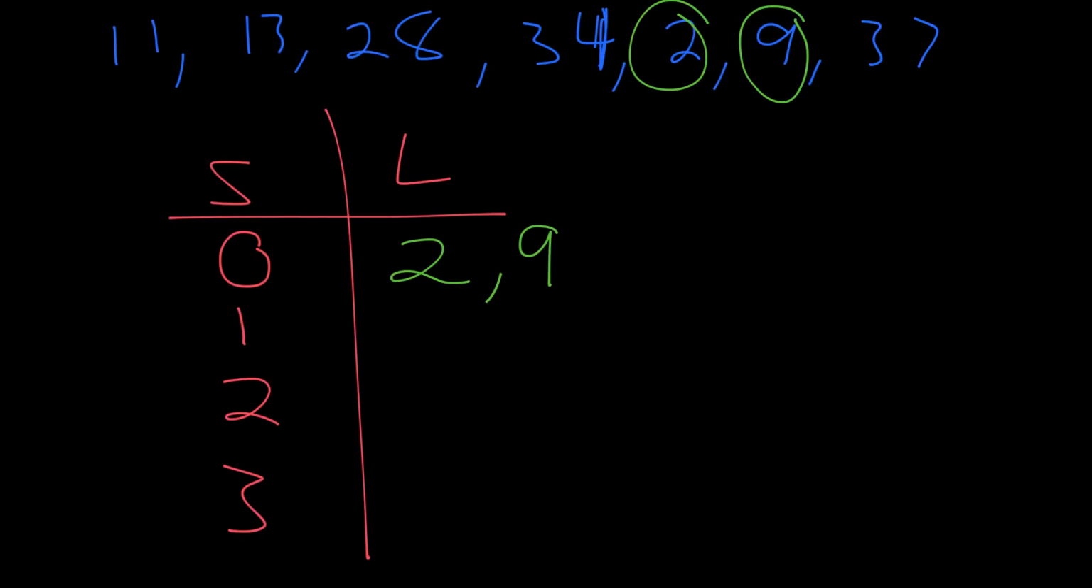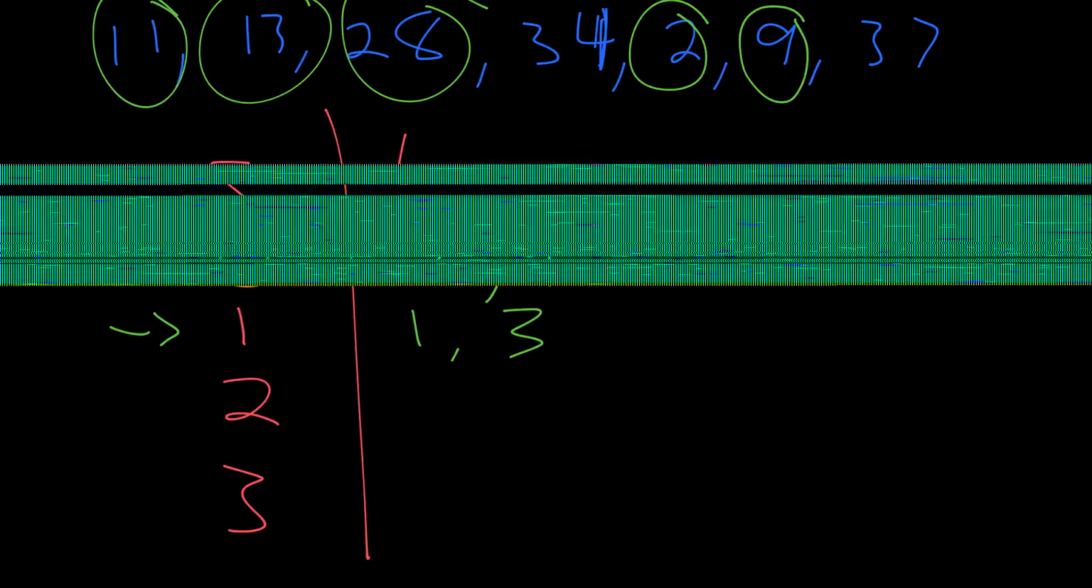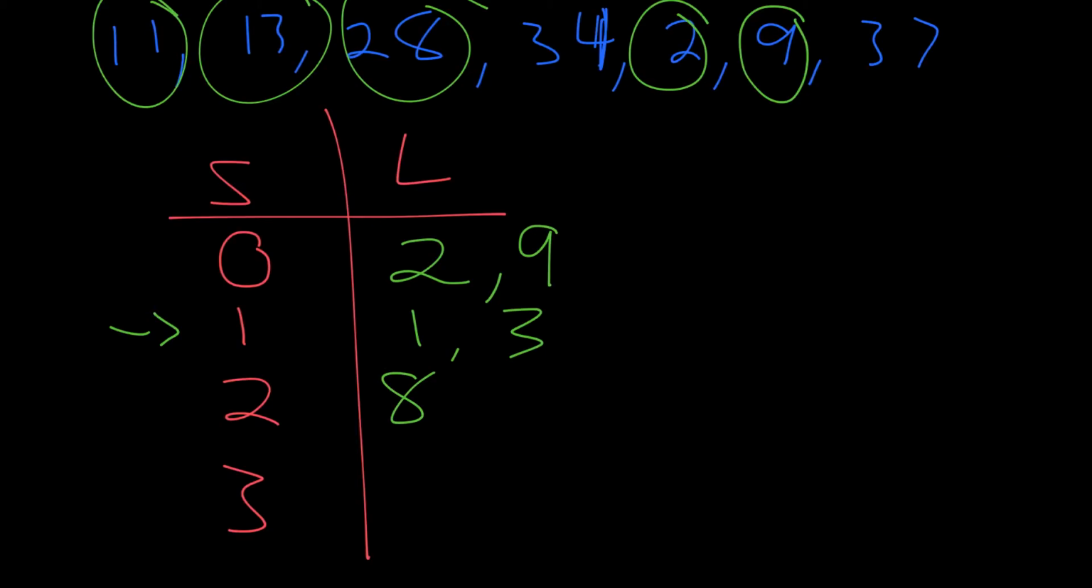And then this is going to be all the teens. So 11 and 13, and that's it. Remember, you read it like 1, 1 would be 11, 13. Then I could do the 20s. I have a 28, that's it, so 28. And then the 30s, I have 34 and 37. So 34, 37. That's real quick how you would make a stem and leaf plot.